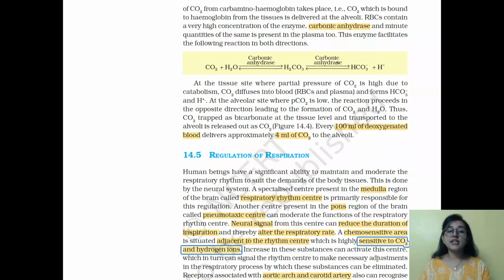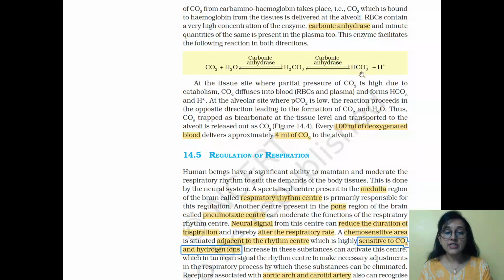RBCs contain a very high concentration of the enzyme carbonic anhydrase, and minute quantities of the same enzyme carbonic anhydrase are present in the plasma too. This enzyme facilitates the following reaction in both directions. This reaction is very important. Carbon dioxide and water, in the action of carbonic anhydrase, form H2CO3, which again dissociates into bicarbonate ion and hydrogen ion, that is HCO3 minus plus H plus.